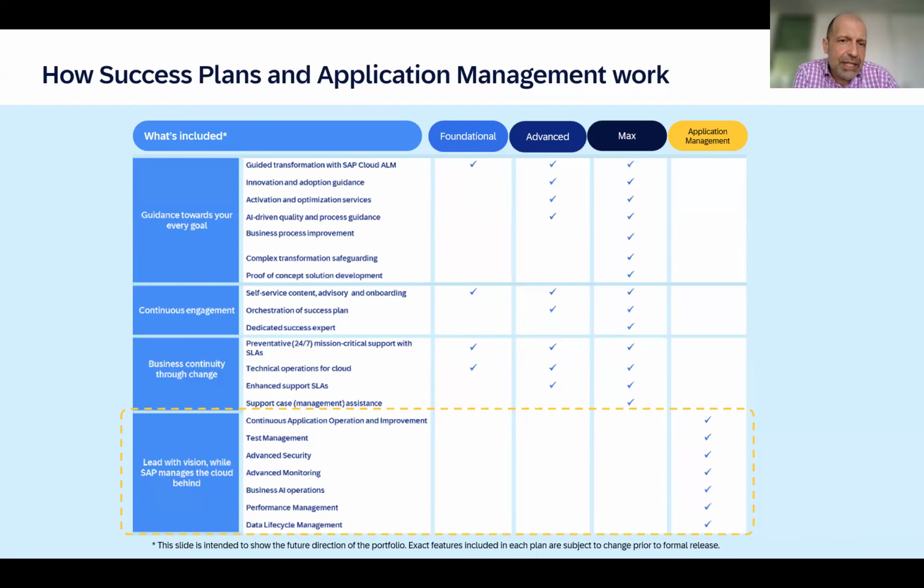So as already mentioned, we have topics which are releasing you from these topics around system operations, like test management, to assure security, to monitor the business processes, to activate and implement further AI features and functions, to assure the optimal performance of your system, and also to manage the data during the life cycle.